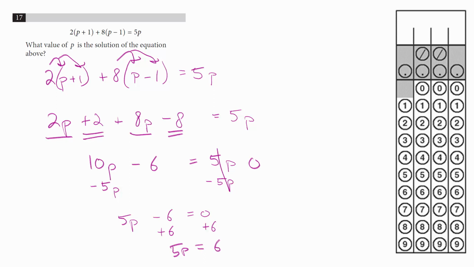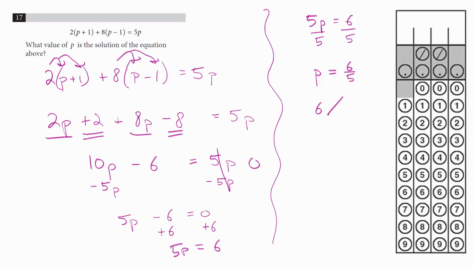So moving up to the top, 5p equals 6. Divide both sides by 5. And I end with 6 over 5. Now this can be written as 6/5, or if you can do the math without a calculator, you can get 1.2. Both of these are acceptable answers, but to save time, you can write 6/5. So you bubble 6/5.